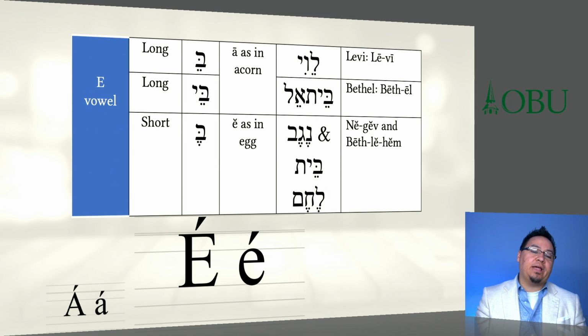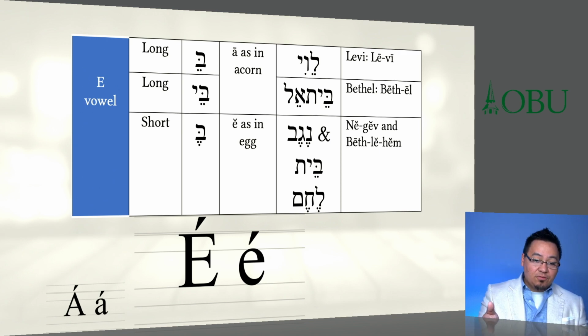Second vowel class that we have is the E. There's three different types of E type of sounds, okay? So let's jump into the E-class vowels. You have long and you have short E-class vowels, okay? Long ones would be A, as in acorn, okay? Levi, Levi is actually how it would be in Hebrew. Bethlehem, okay? But then you have the short E, such as an egg, okay?